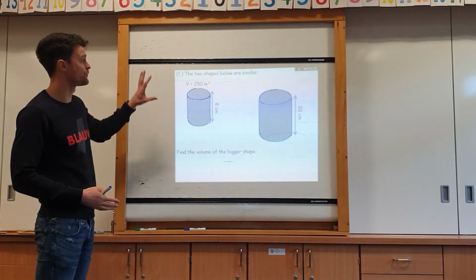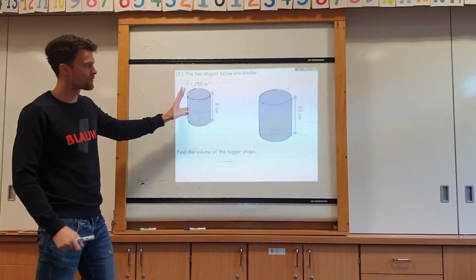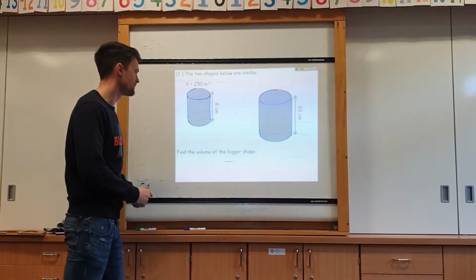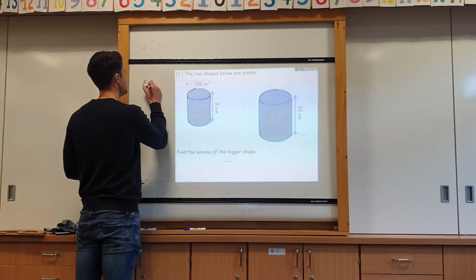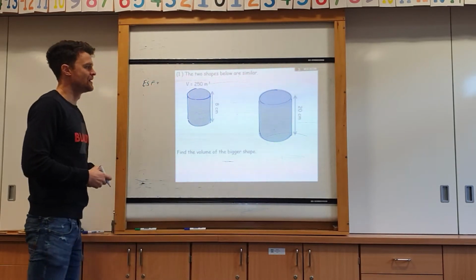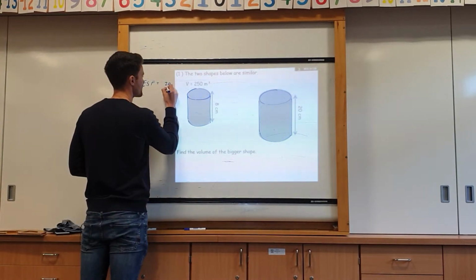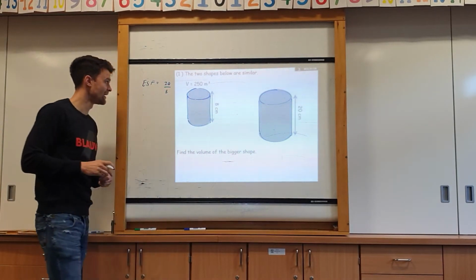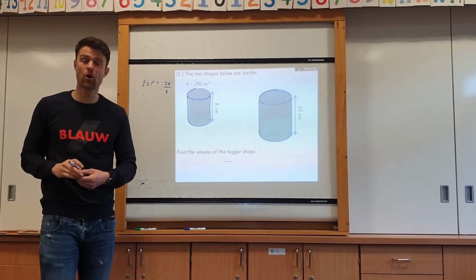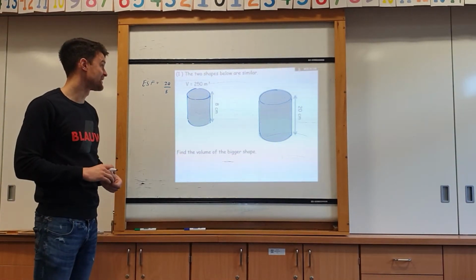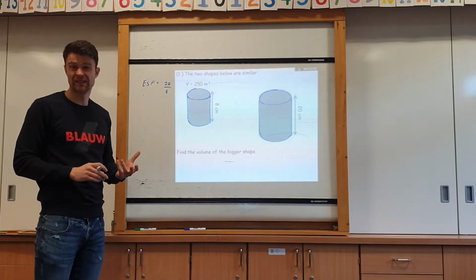We can clearly see here that we've got the volume of the smaller cylinder, we want the volume of the bigger cylinder, so it's going to be an enlargement. So again, ESF at the side. Enlargement scale factor is big over small. Now you might be able to guess already what I'm going to have to do with the enlargement scale factor to make sure that I get the correct answer.